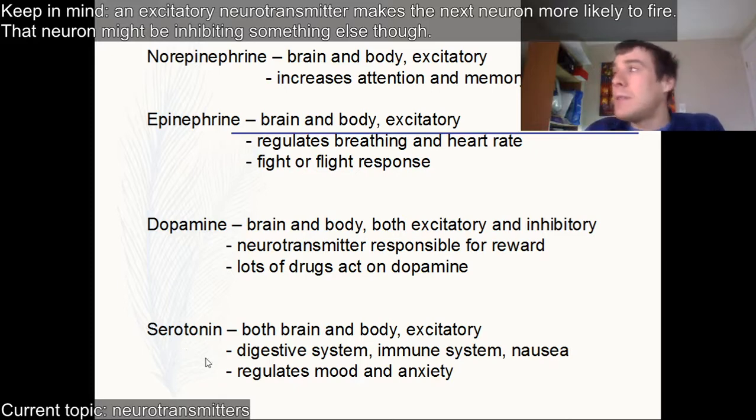The other one is serotonin. Serotonin is very, very heavily implicated in depression. It is generally excitatory, but again, it can excite an inhibitory thing. It regulates your mood. It's implicated in anxiety. It also does work in the digestive system, the immune system, and in nausea, which of course is linked to the digestive system. So this is why people with depression will often have issues with food, and they'll have immune problems as well.